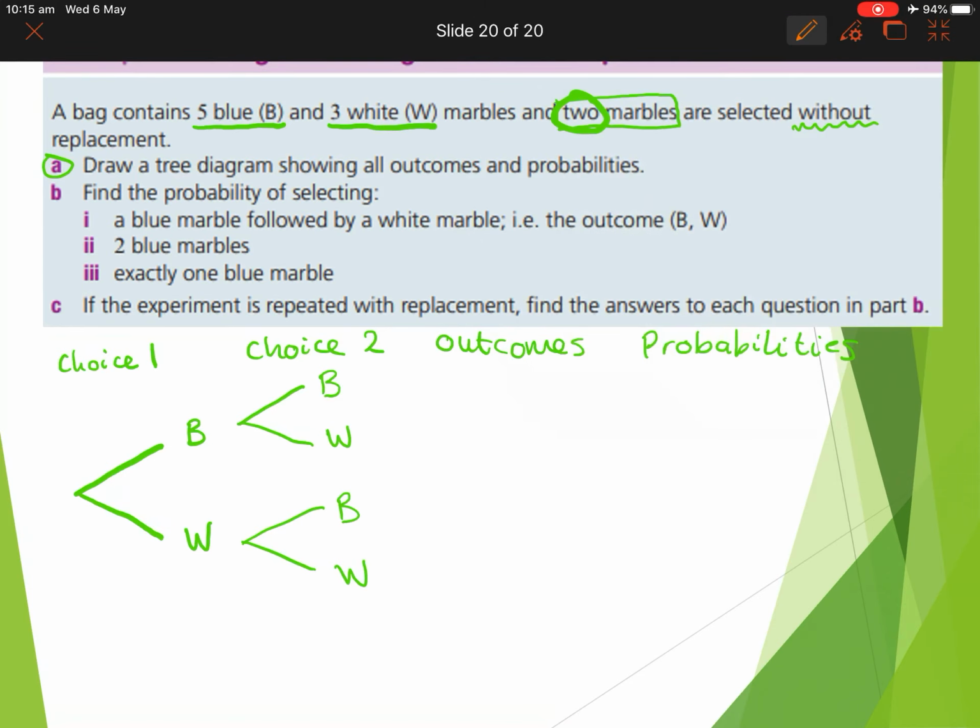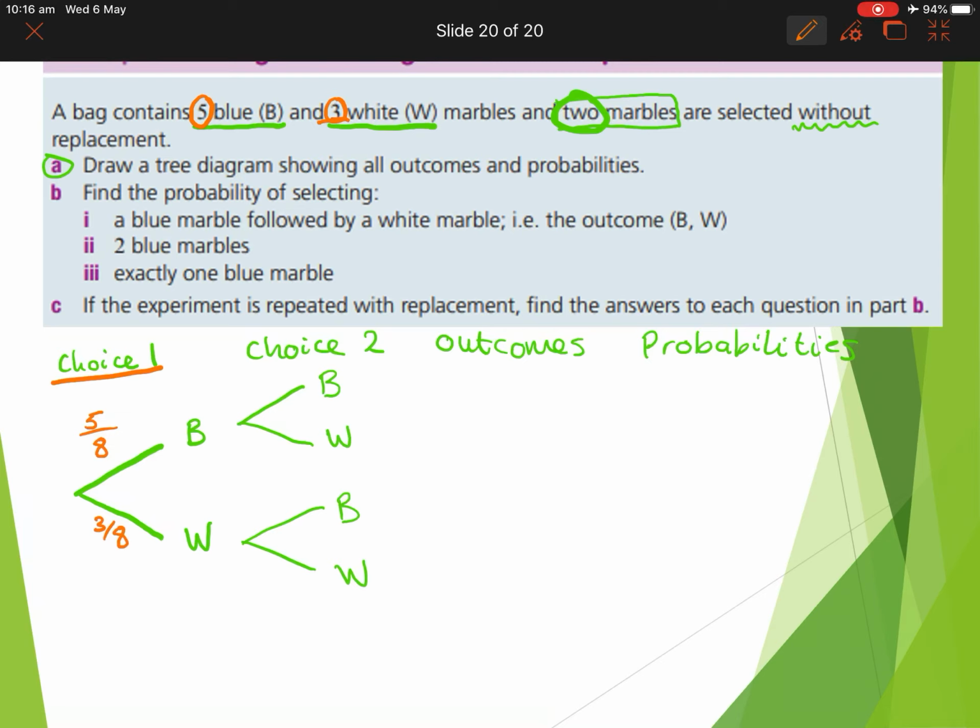So what we need to do is write our probabilities along the branches. So for choice 1, the probability of getting a blue marble, well, we've got 5 blue out of how many marbles altogether? Well, if we add 5 and then the 3 white, we've actually got 8 marbles altogether. Okay, so to get a white, we've got 3 white marbles out of 8. Okay, so that's good.